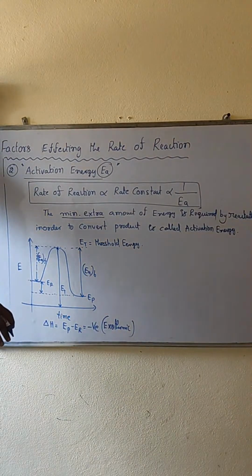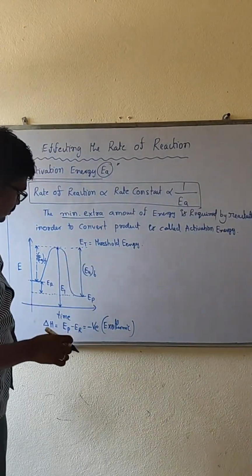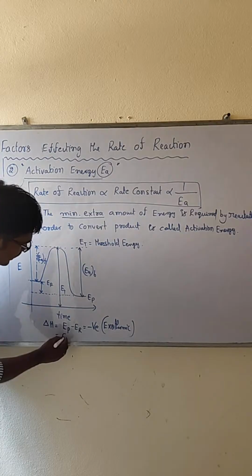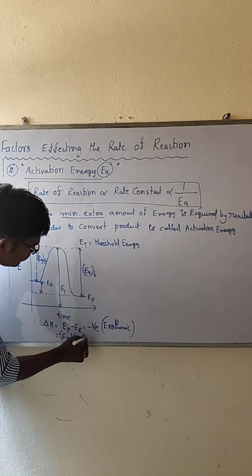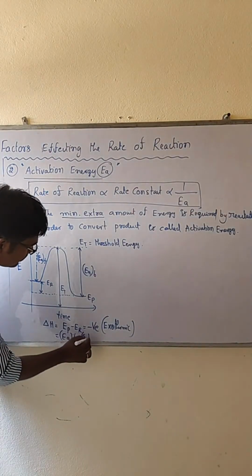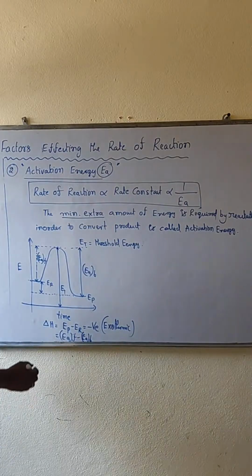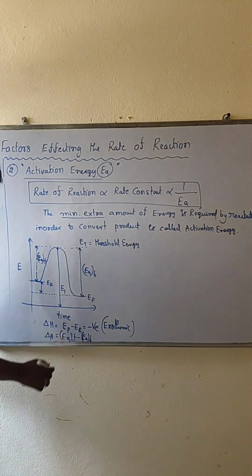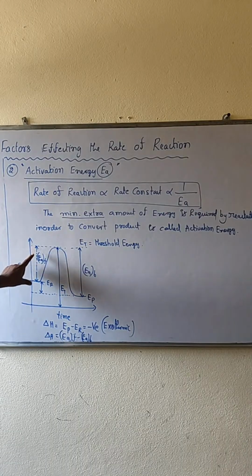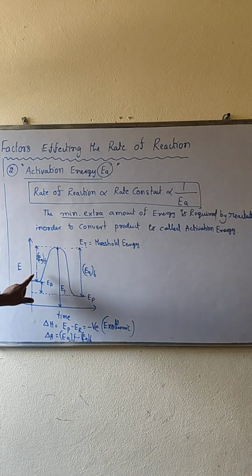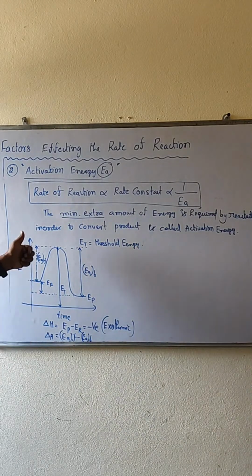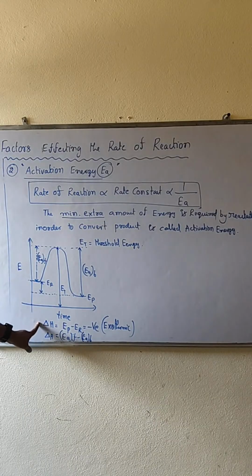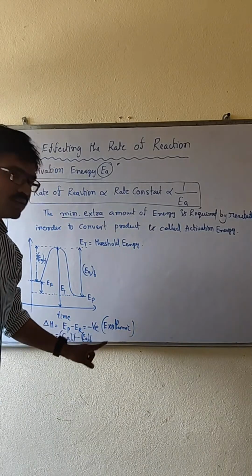For an exothermic reaction, not only based on the energy of products and reactants, we can also calculate delta H as activation energy of forward reaction minus activation energy of backward reaction. So what is the activation energy? The minimum extra amount of energy required for the reactant molecule to be converted into product molecule. This is the graph for exothermic reactions.